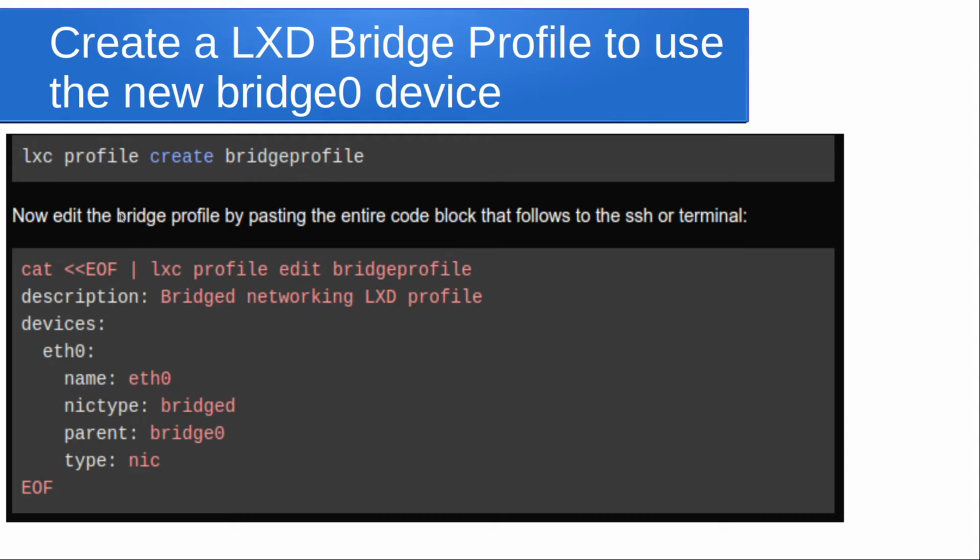Once you create that profile, you're going to edit that bridge profile by pasting the entire code block that I have here, which is simply lxc profile edit bridge profile. And then I've got it where I say bridge profile. Inside the container, it's always eth0. Our NIC type is bridged. Our parent is br0, and it's type nic. So all that this does is that when we create containers with the bridge profile, they will receive an address on the main LAN, which is going to be required for our particular server.